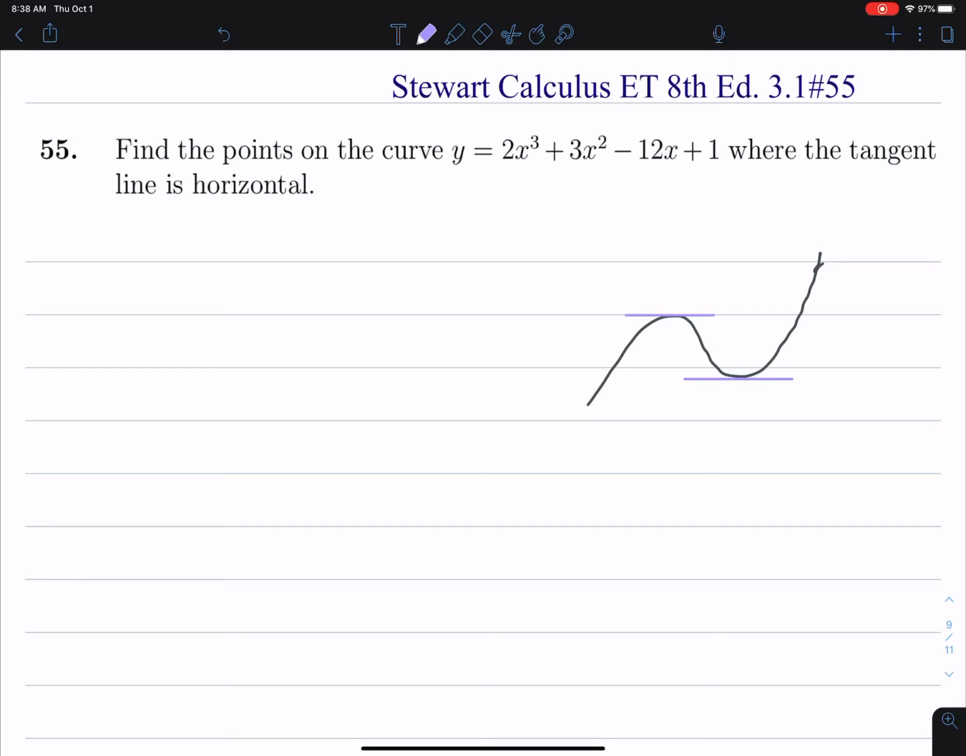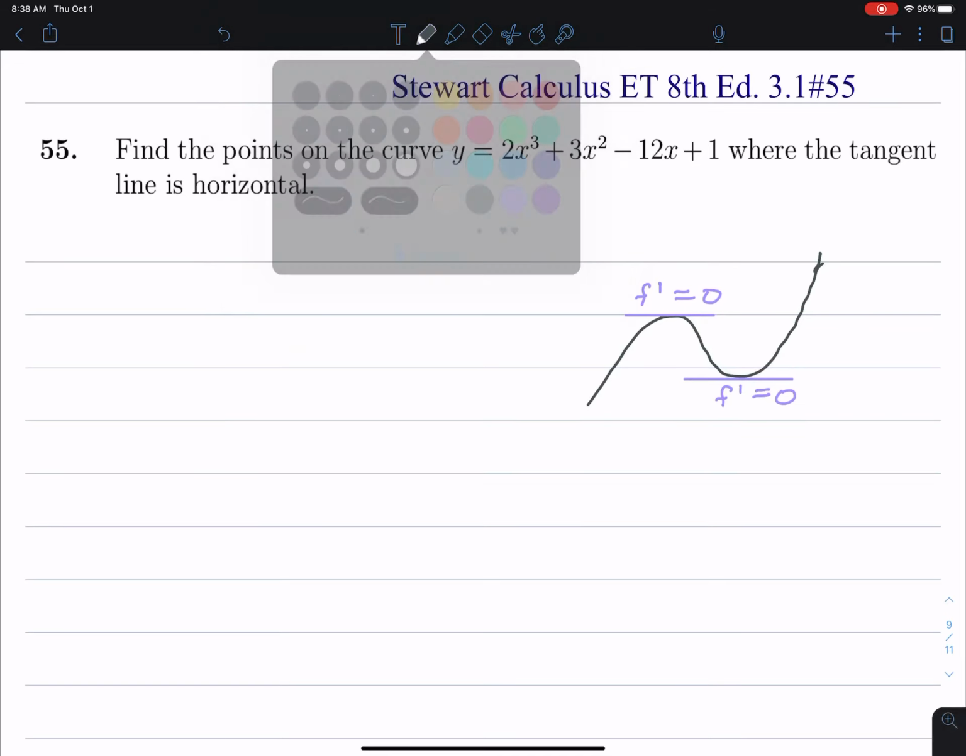Also, horizontal lines have slope equal to 0. So, the slope is equal to the derivative, and horizontal tangent lines have slope equal to 0. So therefore, we are looking for places where the derivative is equal to 0. If we can find the x-coordinates where the derivative is equal to 0, we will find the places on the curve, the points, where the tangent line is horizontal.